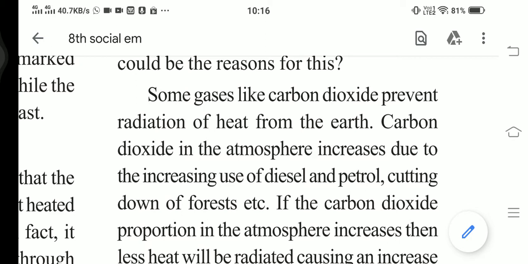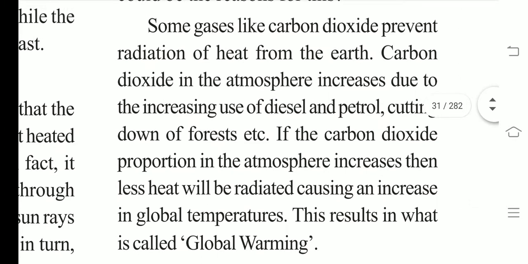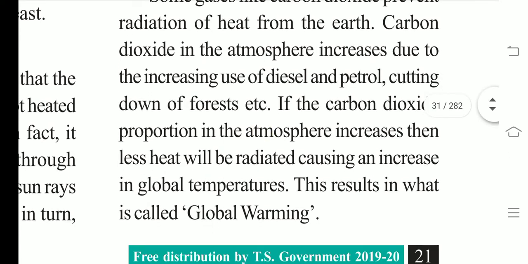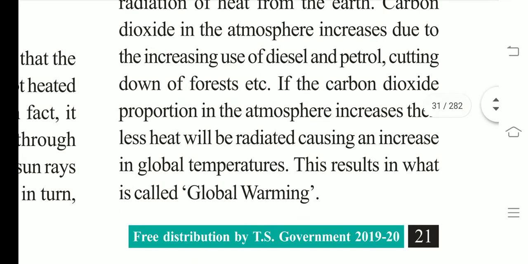Carbon dioxide in the atmosphere increases by burning diesel, using vehicles, and burning petrol which we use in automobiles. When we cut down the forest, then the carbon dioxide increases. So when the carbon dioxide proportion in the atmosphere increases, there will be less heat radiated into space. That means the heat reflected by earth.